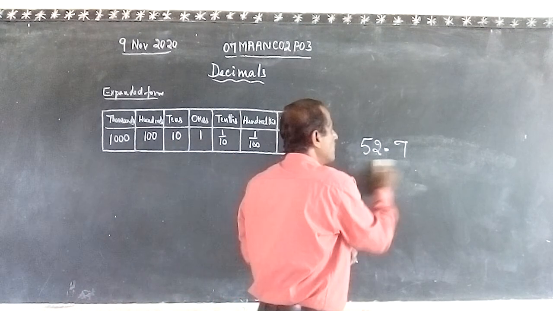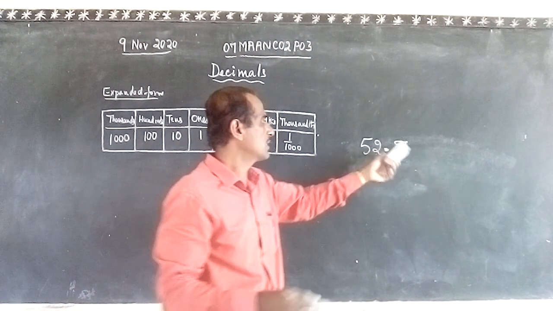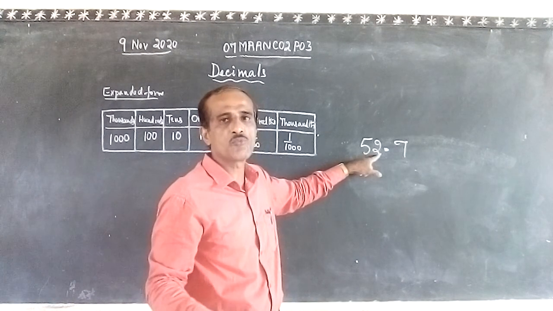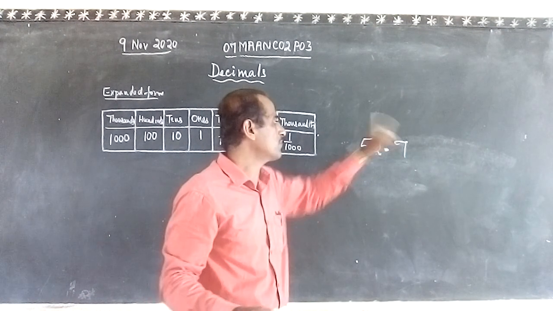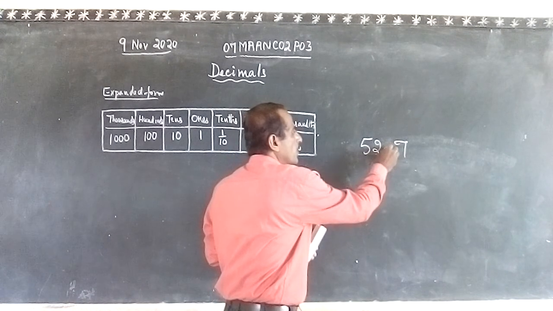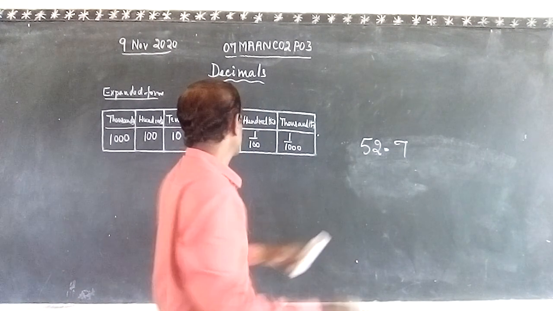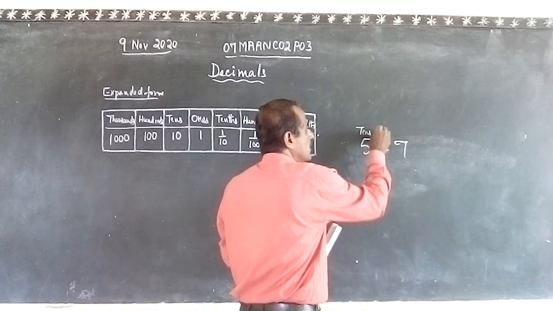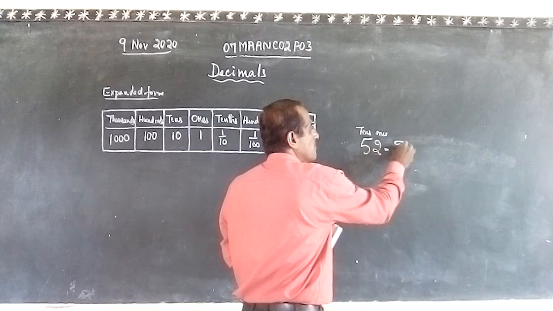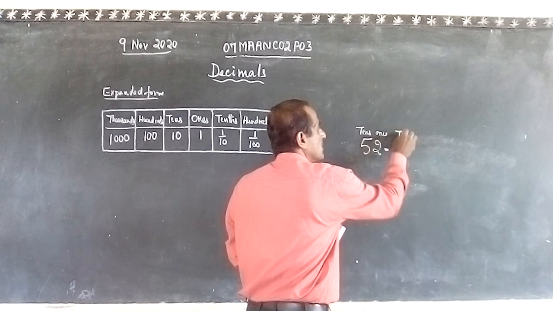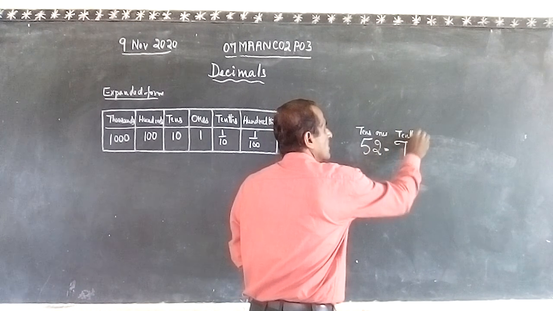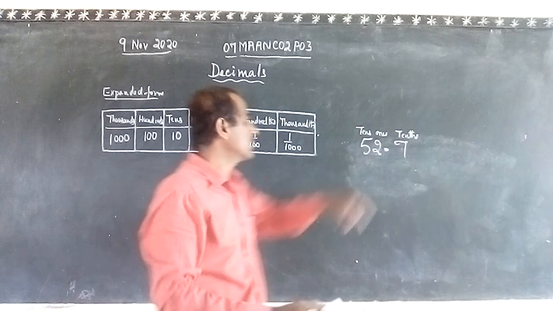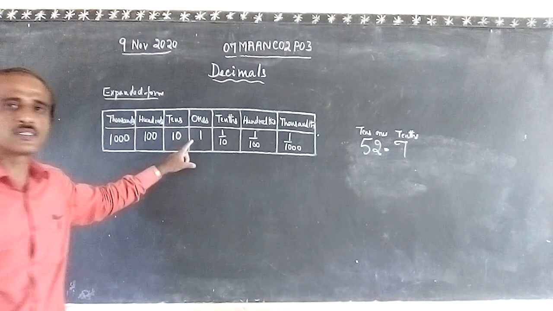So the value of this number decreases. The place name of 2 is ones, and 5 is tens. But after the decimal point, the first place is called the tenths place, T-E-N-T-H-S. This is the ones place, and after the decimal point, the first place is called tenths. Tenth, one by ten. Therefore, look at this place name chart.